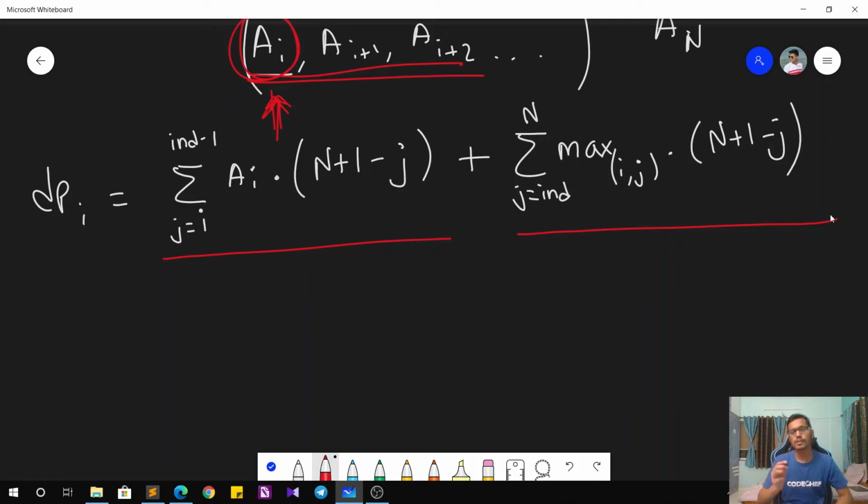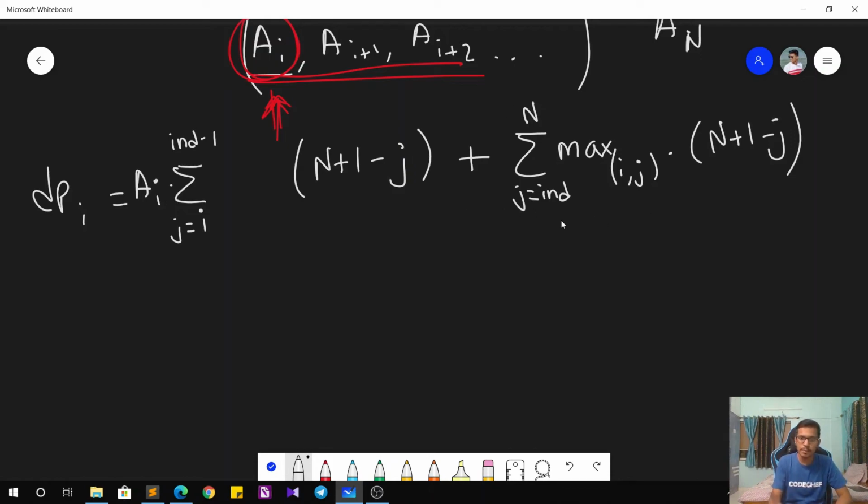Now if you are observing it carefully, in the first subpart you can clearly see that ai is a constant value, so you can take it outside the summation. What I mean by that, this is a constant value, so you can just take it over here. ai can be taken easily over here.